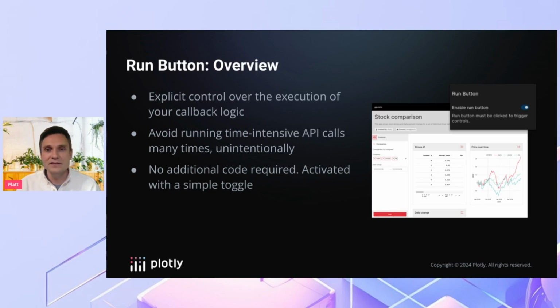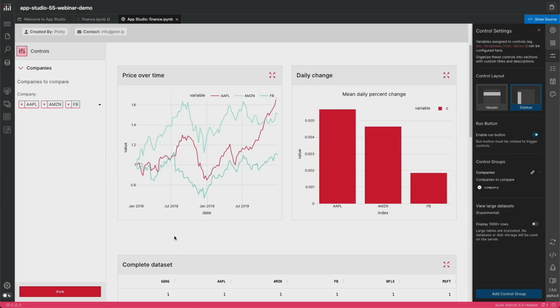When activated, anytime you make a change to an input, App Studio will wait until the user has pressed the Run button before fetching the data or running the control logic. This feature enables a whole new class of use cases that App Studio can address, and we're excited to see what you build with it. All right, I'll show you how it works.